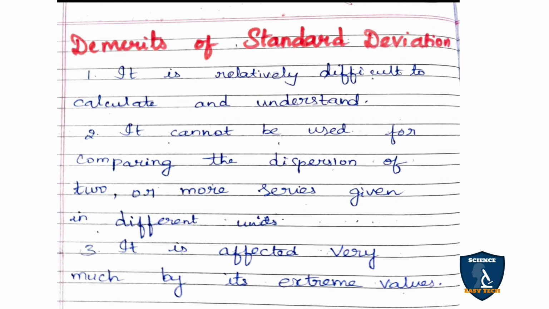Next, we will see the demerits of standard deviation. Whenever you have some positive points, you will have some negatives also. What are the demerits? It is difficult to calculate and understand. If you want to understand it, you should have some basic knowledge of mathematics or statistics. Somewhat it is difficult to calculate. And when you want to calculate the square root and all, you need a calculator. Without a calculator it is very difficult, unless it is a perfect square, where you can tell.